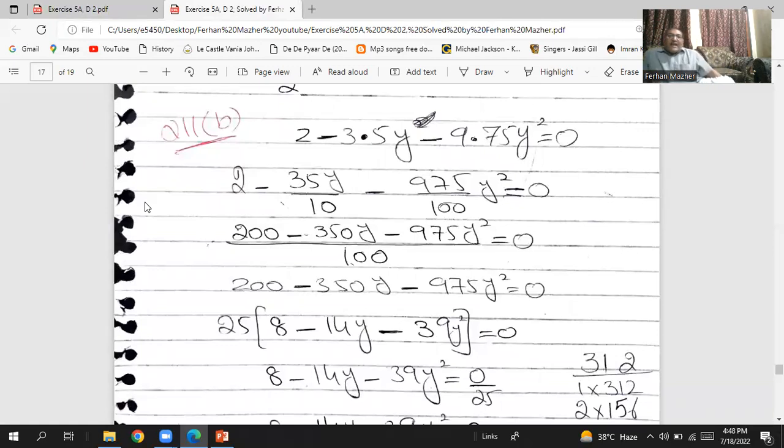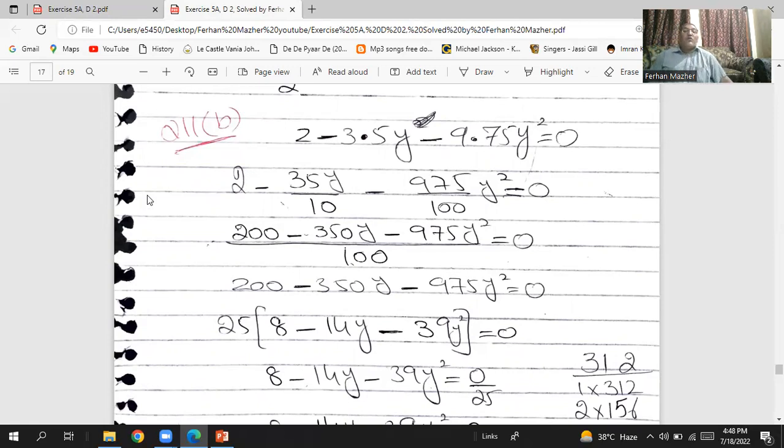Now I will take the LCM. The LCM will be 100. So when you take the LCM, it will be 200 minus 350y minus 975y square, the whole thing divided by 100 equals to 0. That 100 will multiply with the 0, it will become 0. So you are left with 200 minus 350y minus 975y square equals to 0.